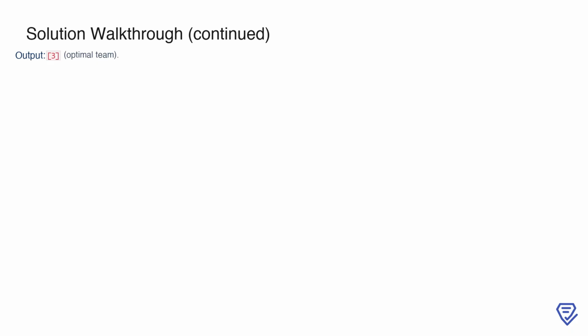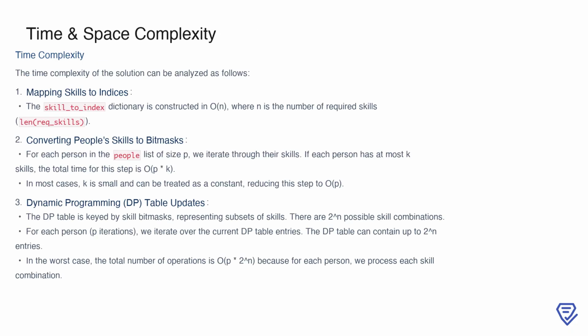The solution effectively minimizes the team size by leveraging individuals who cover the most skills, and in this case, person 3's comprehensive skill set allowed us to achieve the goal with just one person. This completes the walkthrough for this example, showcasing how the algorithm handles redundancy and ensures the smallest sufficient team is selected. To analyze the time complexity of our solution, we break it down into 3 main steps.